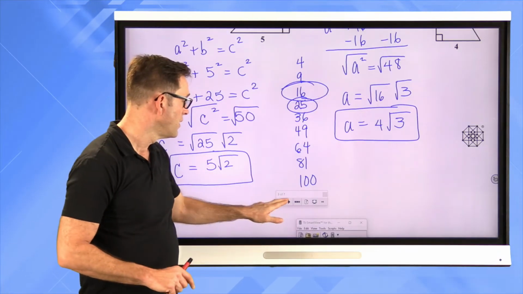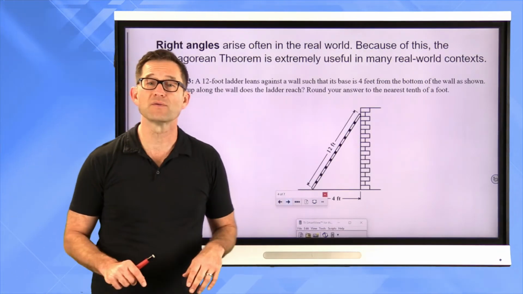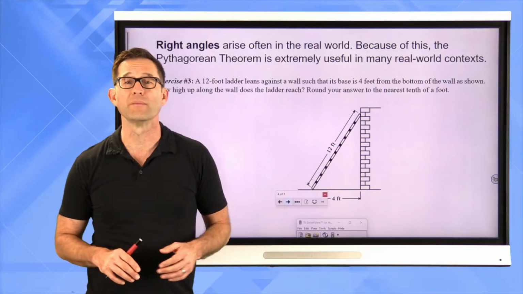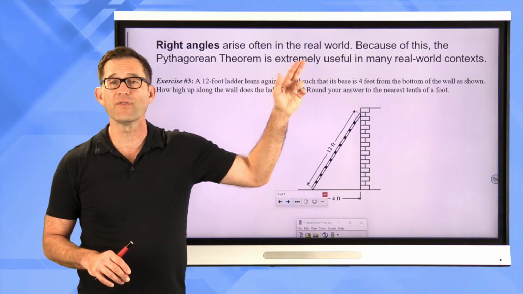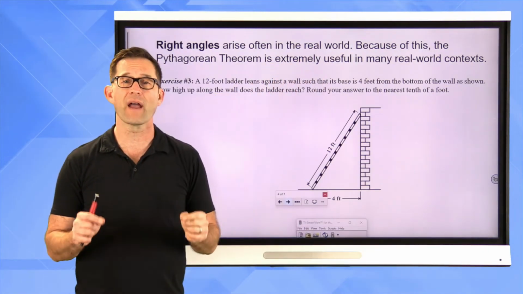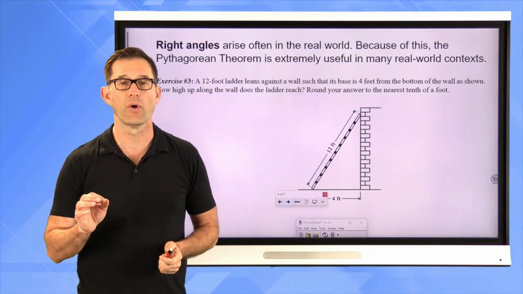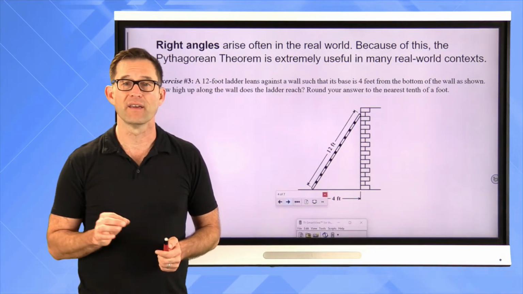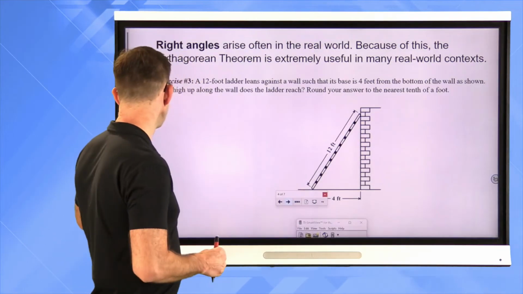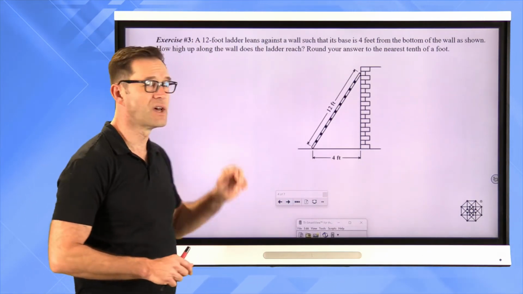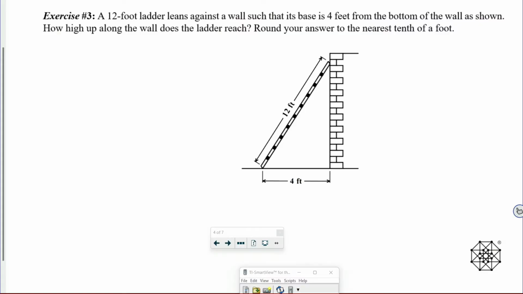Okay. Now, that's not always the case. Sometimes we're dealing with real-world problems. Right angles arise often in the real world. Because of this, the Pythagorean theorem is extremely useful in many real-world contexts. So let's take a look at one that's kind of a classic, exercise number 3. A 12-foot ladder leans against a wall such that its base is 4 feet from the bottom of the wall as shown. How high up along the wall does the ladder reach? Round your answer to the nearest tenth of a foot.